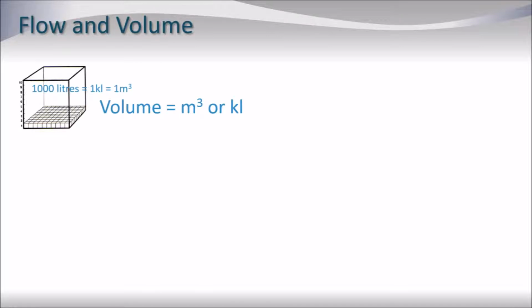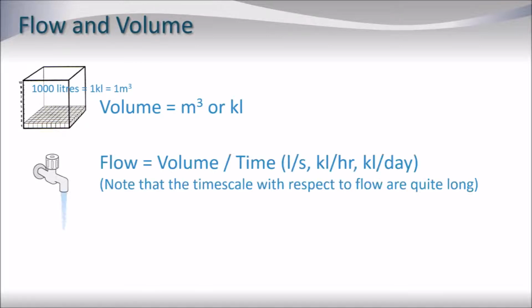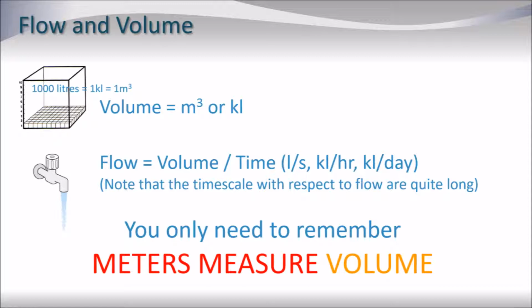First, let's familiarize ourselves with flow and volume. Volume is measured in cubic meters, which is the same as kiloliters, whereas flow is volume divided by time. And depending upon the timescales, which are quite long for water in respect of electricity, it can be in liters per second, but more likely kiloliters per hour or kiloliters per day. Now, meters can measure pressure and flow, but for our purposes, we just need to remember that meters measure volume.